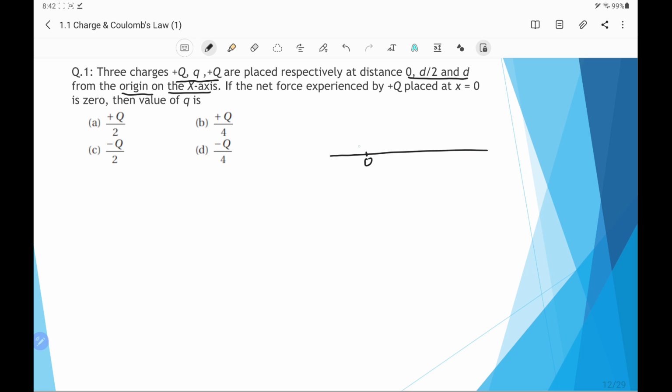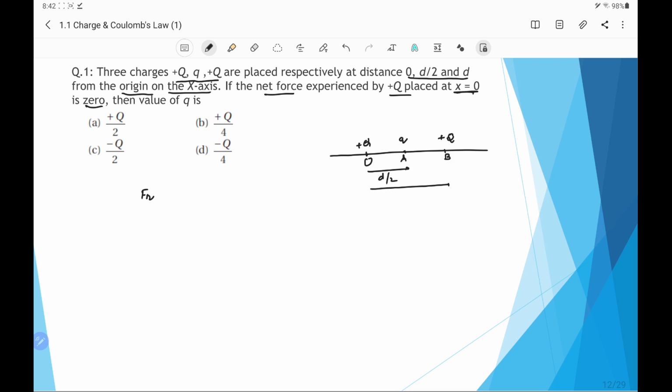One of the charges, at the origin, is plus q, one charge at d by 2 is small q, and one charge at distance d is plus q. Small q is at, suppose, A, and plus q is at point B. It is given that the net force on the plus q charge, which is at x equal to 0, is 0. We have to find the q.